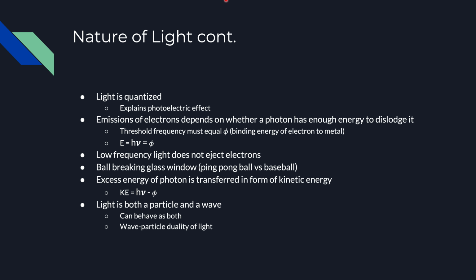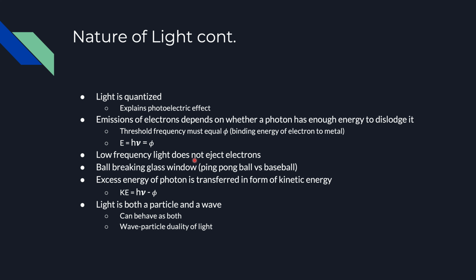And so light is quantized, which explains the photoelectric effect. The emission of electrons depends on whether a photon has enough energy to dislodge it. Therefore, the threshold frequency is equal to phi, which is the binding energy of the electron to the metal. Thus, we can derive the equation: E is equal to h nu, E is equal to phi.